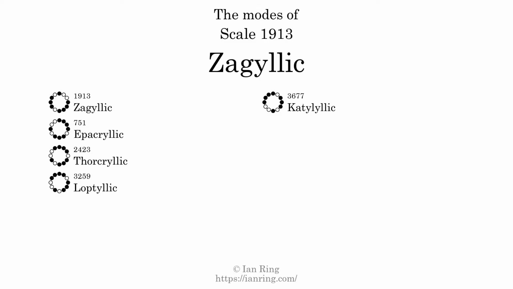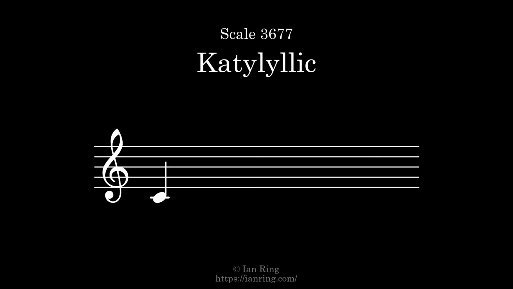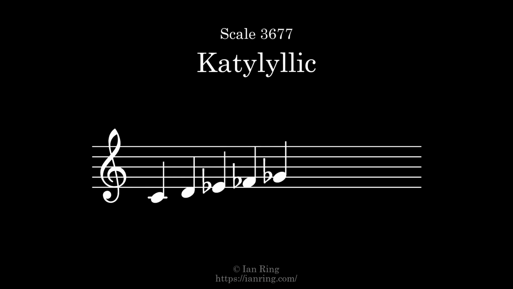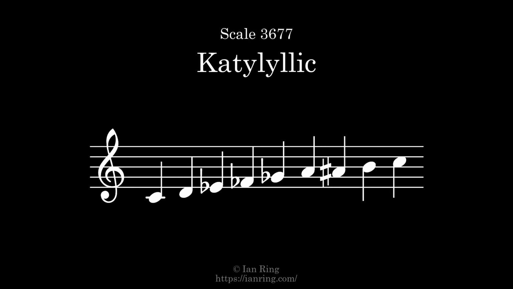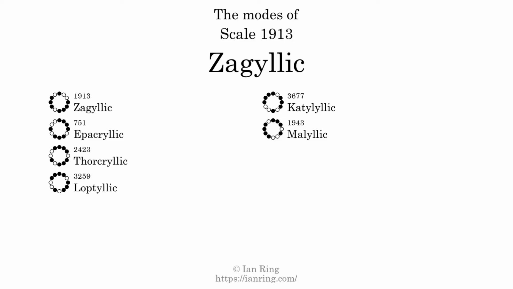The fifth mode is scale 3677, also known as Catalytic. It sounds like this. The sixth mode is scale 1943, also known as Melilic. It sounds like this.